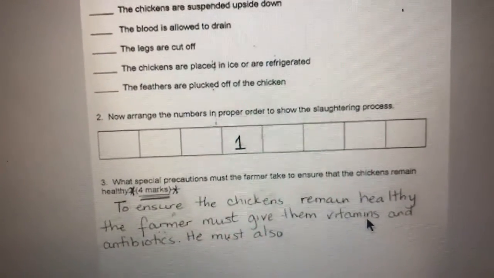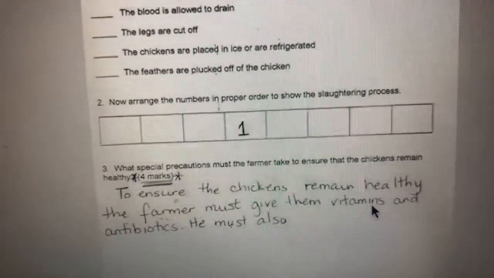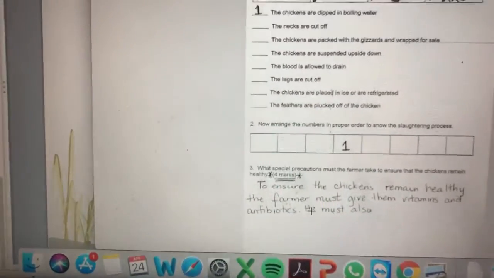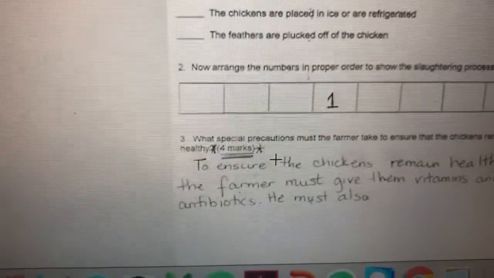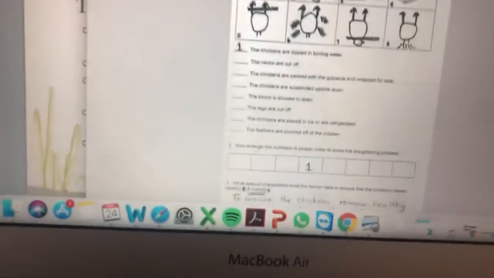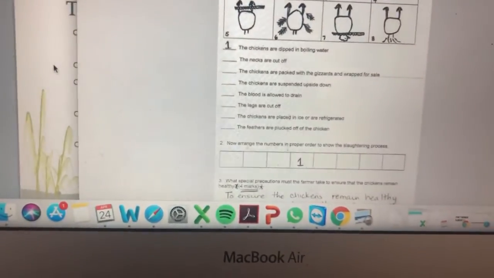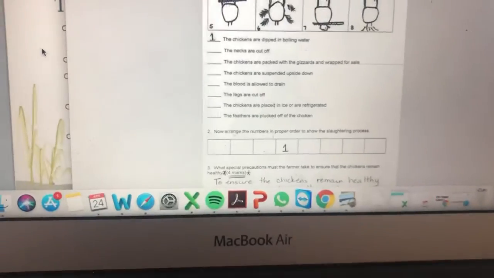Okay, to ensure the chickens remain healthy, the farmer must give them vitamins and antibiotics. Now you can change that to she if you wish, or they must also, and then answer that question. Notice how it has 4 marks, okay? So you want to be either making 2 points that you explain very well, or finding 4 points. I would go for finding 2 points, explaining those points well, okay? So giving the reasons why, okay?